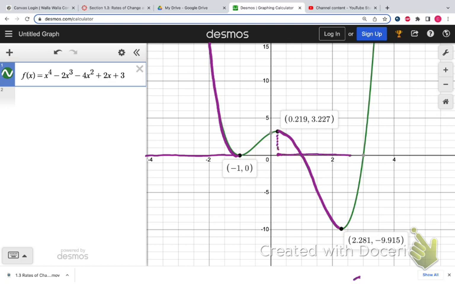Okay. There we go. So there's a picture on the x-axis of the values of x where the function would be decreasing. The function is said to be increasing everywhere else.